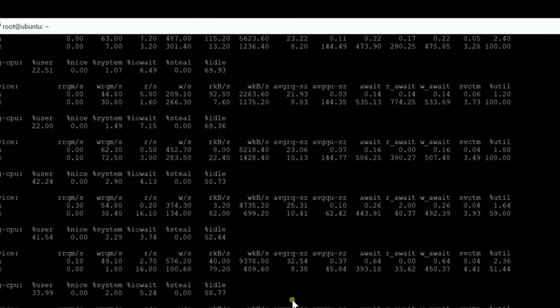And if you're looking for saving downtime, then definitely SSD drives are the way to go.